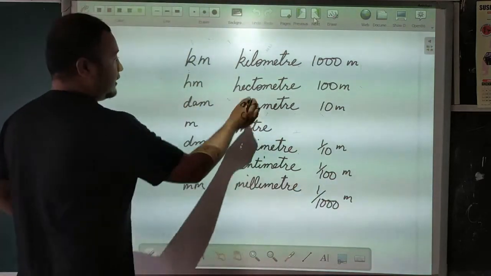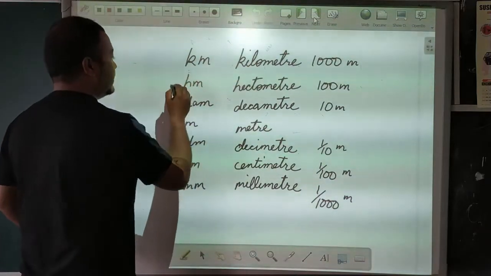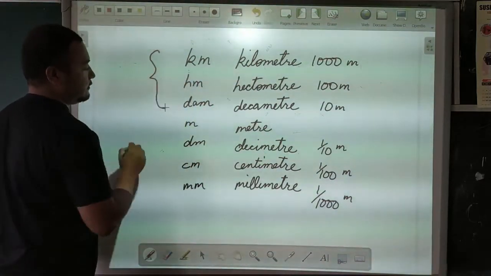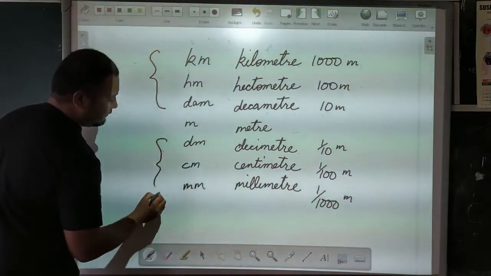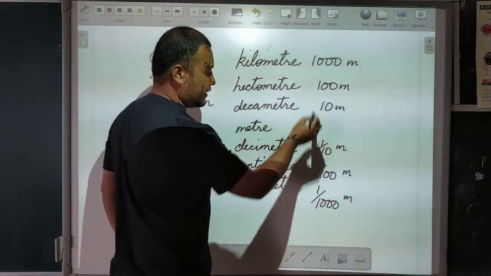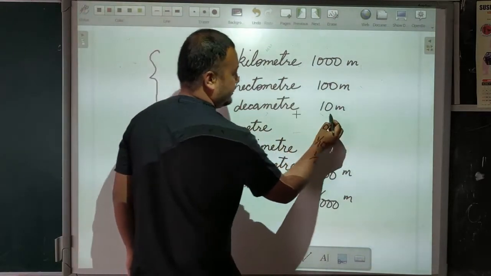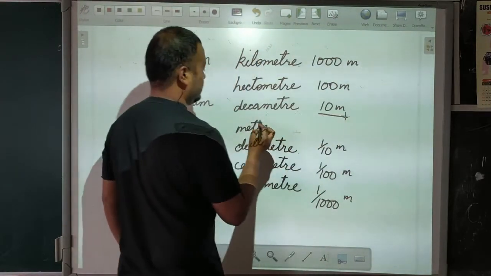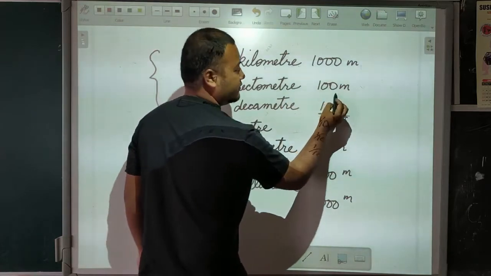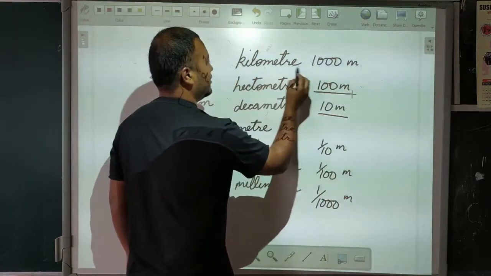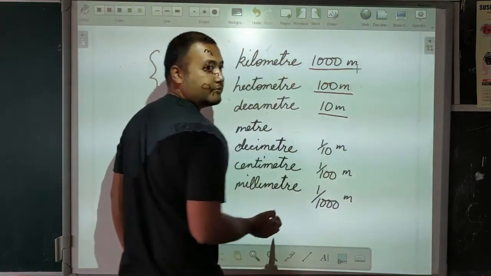So here I have listed the higher units of length and the smaller units of length. So let's see how they are related to each other. So 1 decameter is equal to 10 meters. 1 hectometer is equal to 100 meters. And 1 kilometer is equal to 1000 meters.